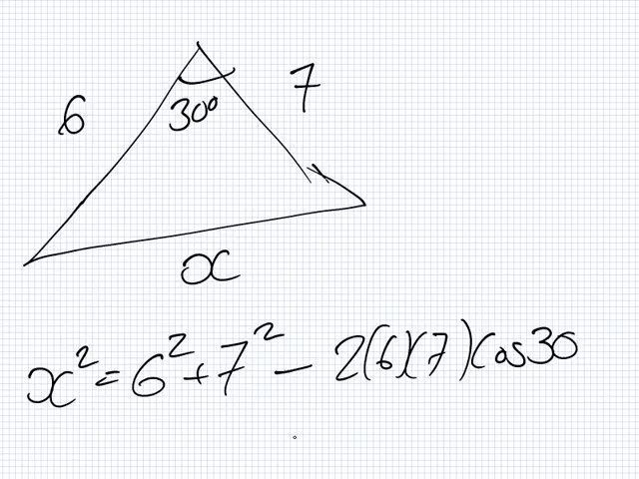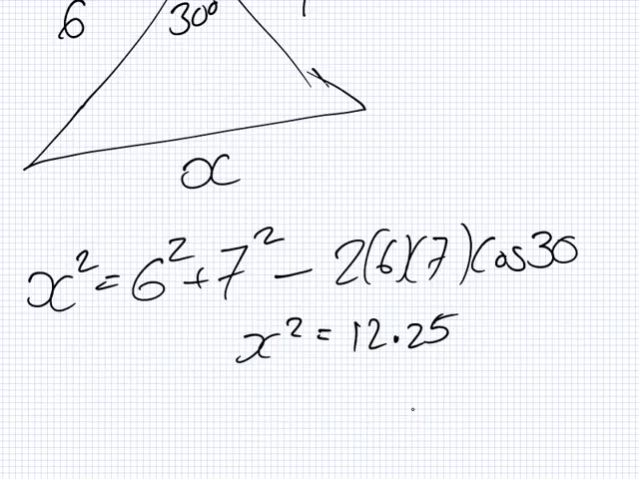So, using the calculator, I get x squared equals 12.25. So my x is 3.5.